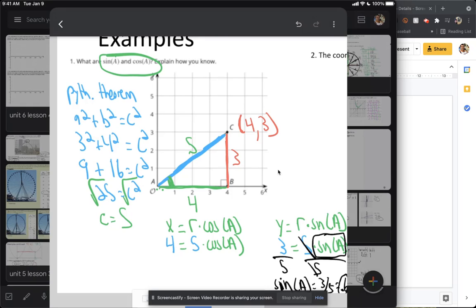Okay? And I'm going to do the same thing for cosine. So to get cosine by itself, I'm going to divide both sides once again by 5. And I'm going to end up with cosine of a equals 4/5. 4 divided by 5 is approximately 0.8. So we answered that question. I know that sine of a is 0.6, and I know that cosine of a is 0.8.